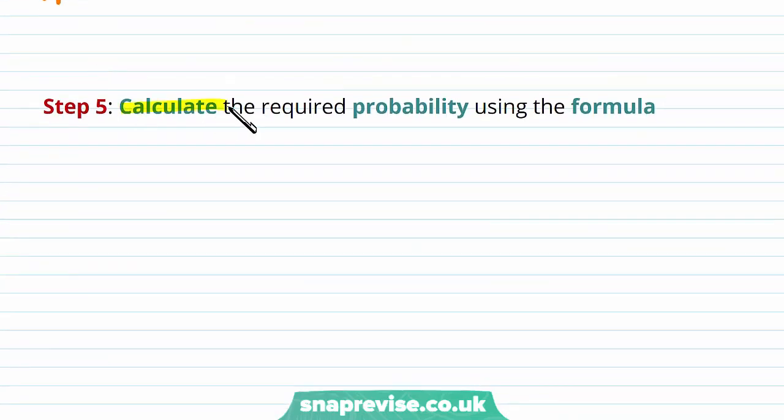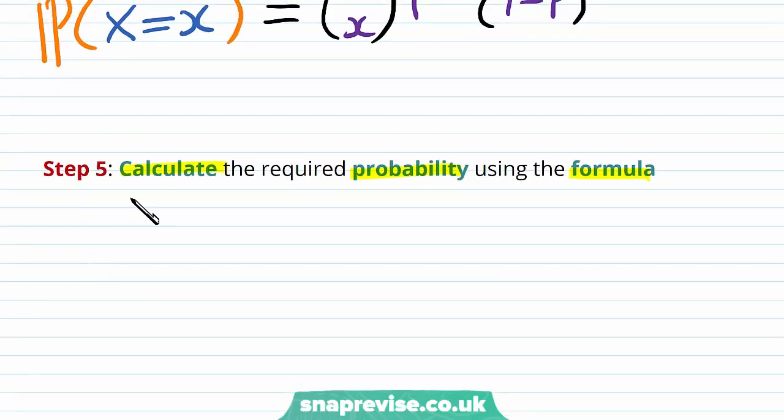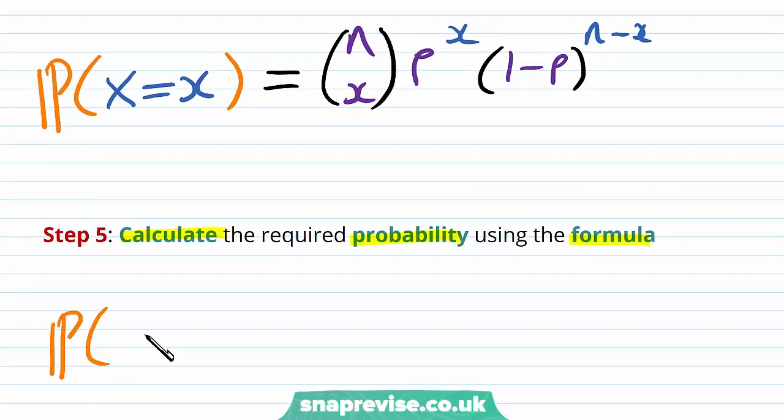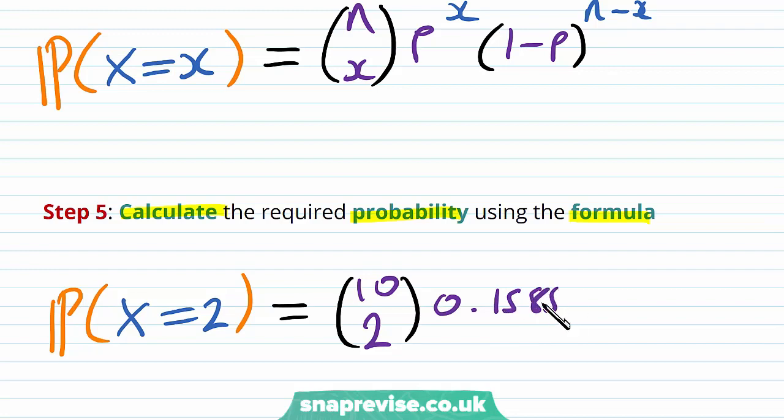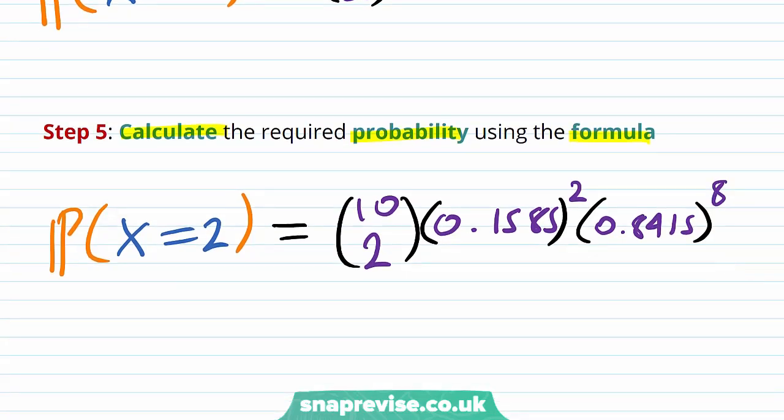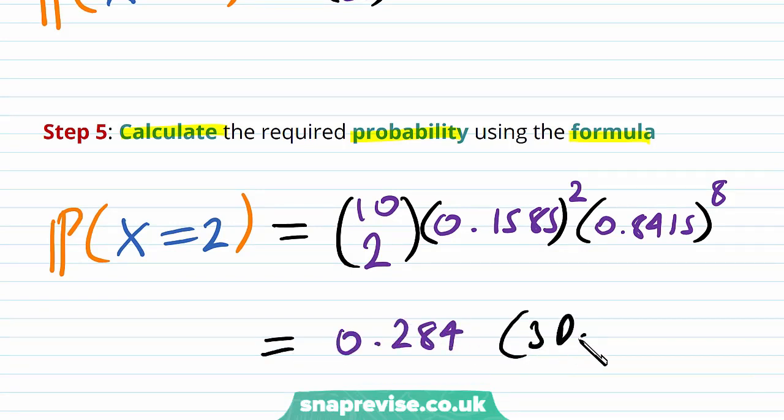Our last step is to calculate the required probability using the formula. We are looking for the probability that X is precisely 2. By substituting into our formula, n is 10 and x is 2, so we have 10 choose 2, and we have our p-value, 0.1585, all to the power of 2, because that's our value of x. Then we have our 1 minus p, which is 0.8415, all to the power of n minus x, which is 10 minus 2, which is 8. Working all this out, we get 0.284 to 3 significant figures, or 3 dp.